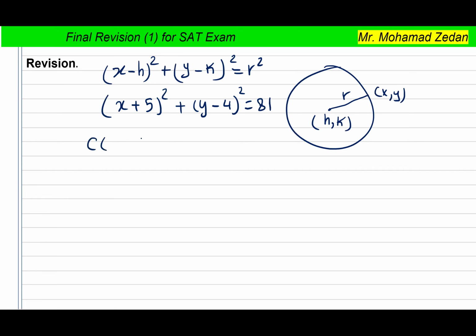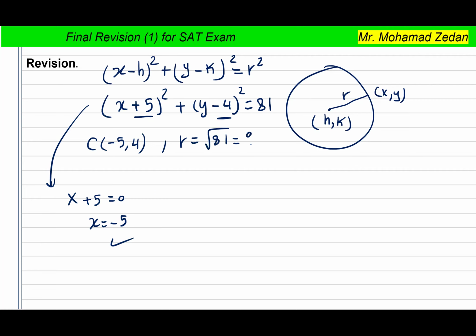What is the center of this circle, please? Who can say, please? The center is -5 and 4. You just read these numbers with the opposite sign, because when you try to find the center, we actually take the complete square part and make it equal 0 and then solve it. You will get x equals -5. And the radius now is the square root of 81, which is 9.